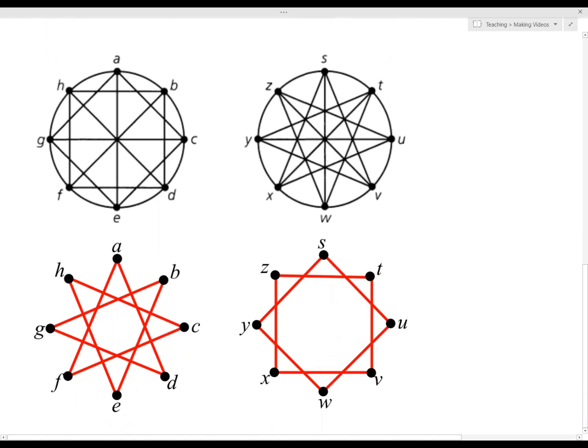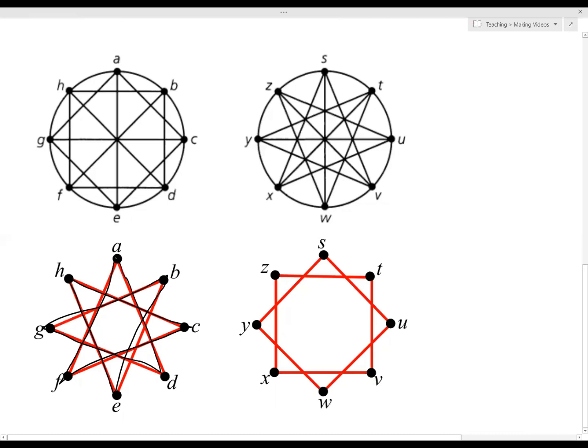And the complements are really easy to come up with. Just put the vertices in the same places and draw all the edges that aren't there. I drew them in red so they would stick out. And the question now is, are the complements isomorphic? And I hope you agree, it's actually clear they're not, because the one on the left is actually a cycle: A, D, G, B, E, H, C, F, and back to A. It's just one big cycle.